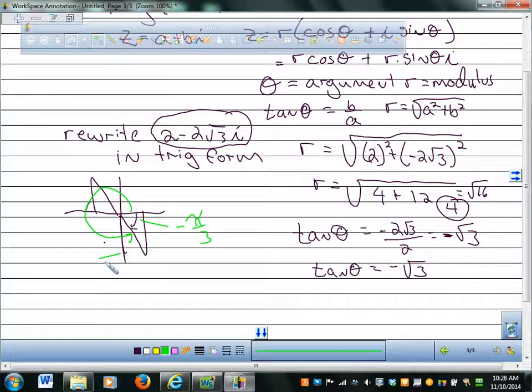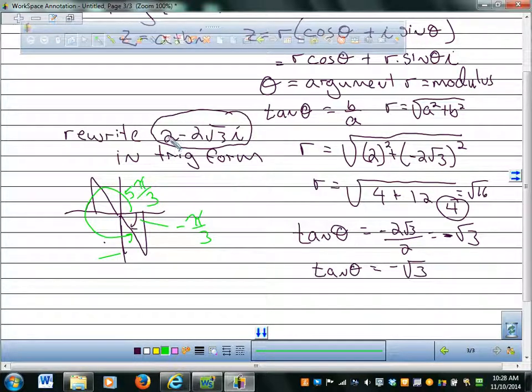300 degrees. Yes, Emily? How do you know you're in the fourth quadrant? Because it says go over 2 and down 2 root 3. Okay? That's how I know. So I would call this angle 5 pi over 3. So you have to be really careful if it's not a positive angle, because you have to know which quadrant that angle is in. How do you know? How do I know? Yeah.